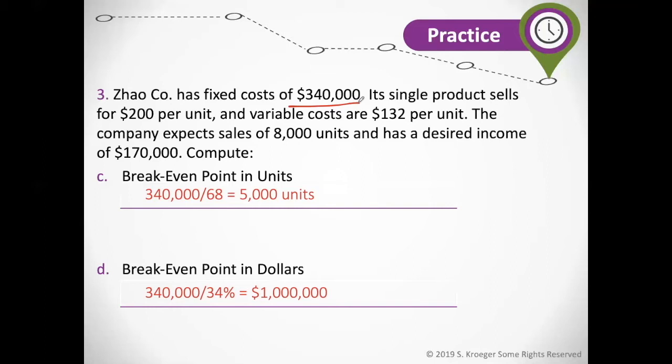This tells us that we need to either sell 5,000 units or make $1 million in sales to break even. Please note that it's the same thing. If we sell 5,000 units, we would then also be making $1 million in sales.